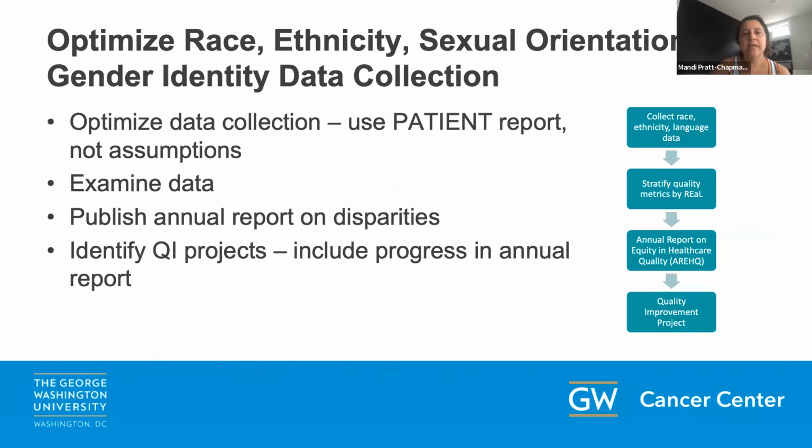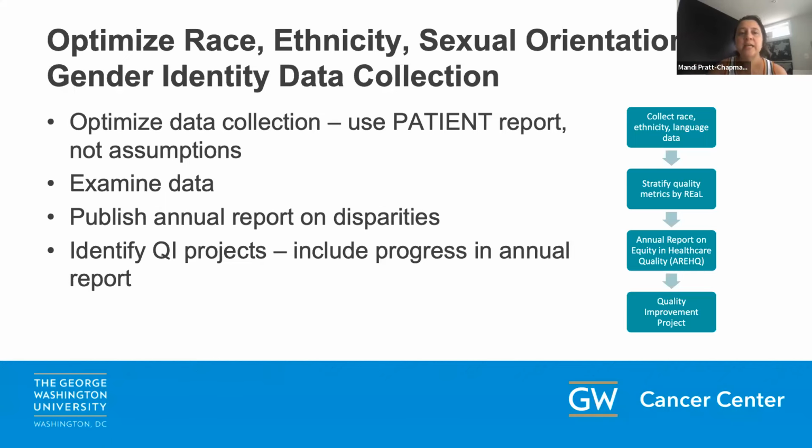So some examples, again, I took these from the American Hospital Association Health Equity meeting, which was a fantastic meeting. These were tangible strategies that were talked about at that meeting. One was optimizing race, ethnicity, sexual orientation, and gender identity data. Some of the processes that this person talked about were optimizing data collection through patient self-report, not making assumptions, examining the completeness and integrity of the data, publishing an annual report to keep monitoring what's happening, and identifying quality improvement projects.